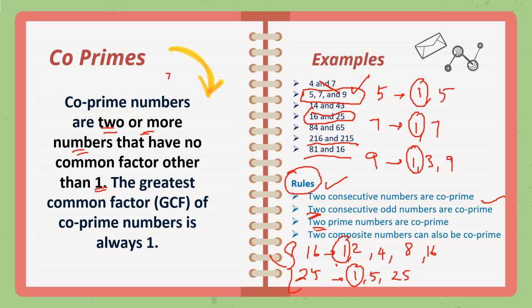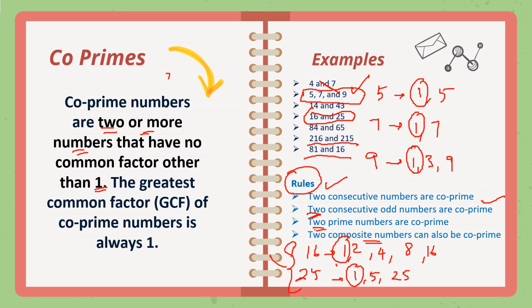Let's take 13 and 17, they are co-primes to each other. 17 and 19, they are co-primes to each other. So it falls under two different categories. 17 and 19 are two consecutive odd numbers as well, and also two prime numbers as well. Got it? And two composite numbers can also be co-prime. So that's what I have been mentioning.